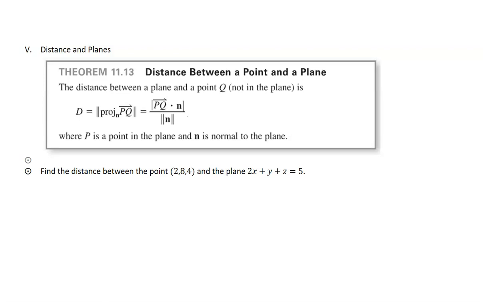So this says find the distance between the point 2, 8, 4 and the plane 2x plus y plus z equals 5. So the N here for this plane is going to be 2, 1, 1 because I'm going to pull it from the A, B, and C of that equation. This is going to be my Q. So I need a point P in the plane.